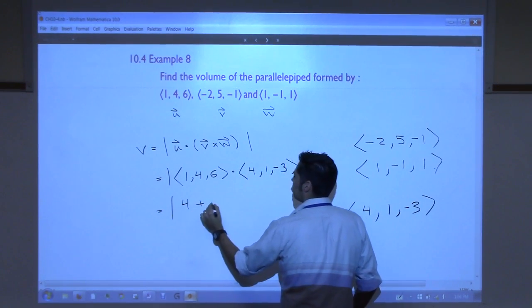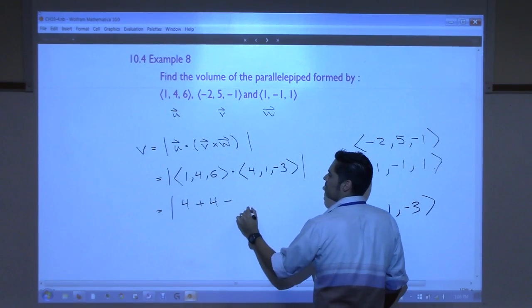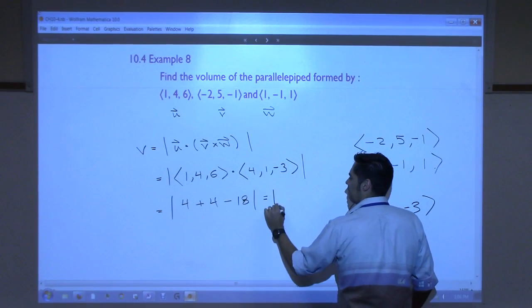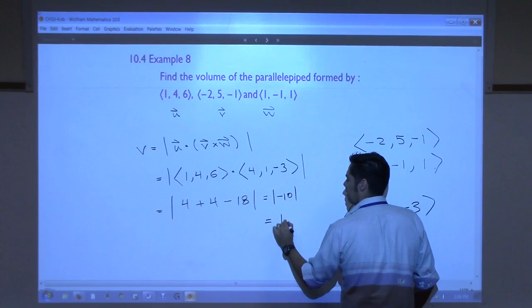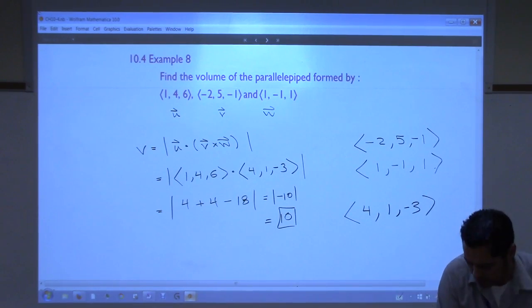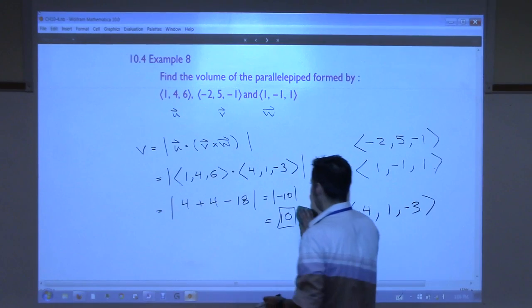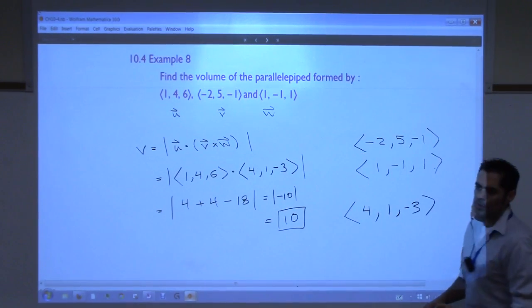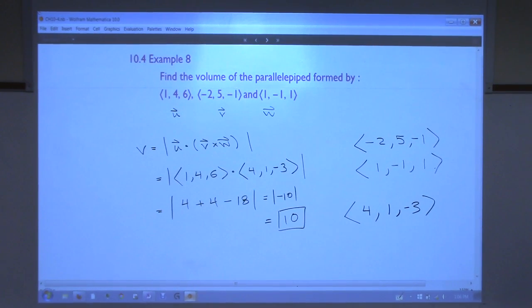Four plus 4 minus 18, which is -10, and then the magnitude or absolute value of that is 10. So it would be 10 units, whatever we're measuring in. 10 cubic feet, 10 cubic miles, doesn't matter. Okay? This is all still pretty straightforward. There's nothing special here. Yeah, I can't think of anything else out of this.